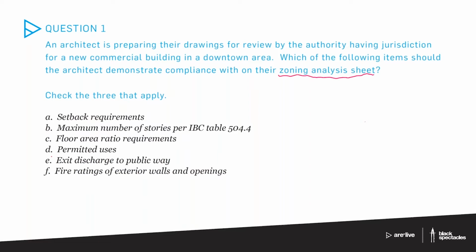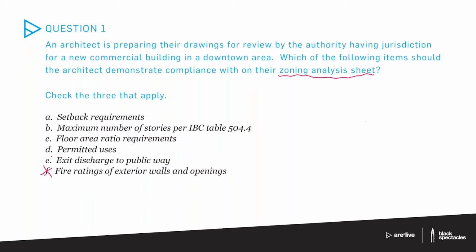This choice might jump out at you at first as being correct because it has to do with the envelope of the building. And we just talked about zoning governing the envelope and the bulk of a building. But remember that zoning really governs the size and location of buildings on sites. It doesn't govern things like fire ratings of exterior walls and openings. If you're drawing an axonometric diagram on your zoning sheet, you might show these fire rated openings in your diagram, but you're not demonstrating compliance with the building code requirement here. So with all that said, I think we can safely eliminate choice F as an answer.